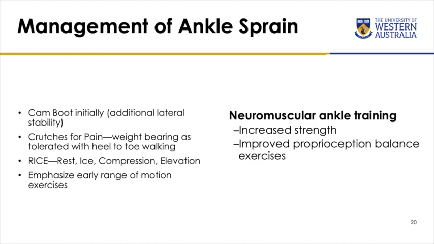It is important to emphasize early range of motion exercises, coming out of the boot for these a few times during the day. Then the most crucial thing is physiotherapy with neuromuscular ankle training. Patients not only damage the ligaments, but they also damage the nerves, and most important, the proprioceptive nerves, which results in them re-spraining the ankle if they are not properly rehabbed.